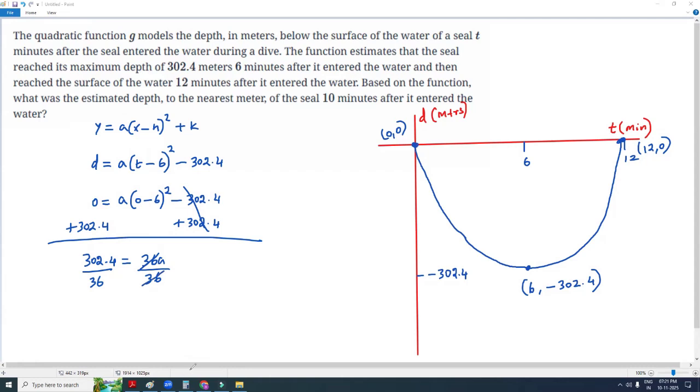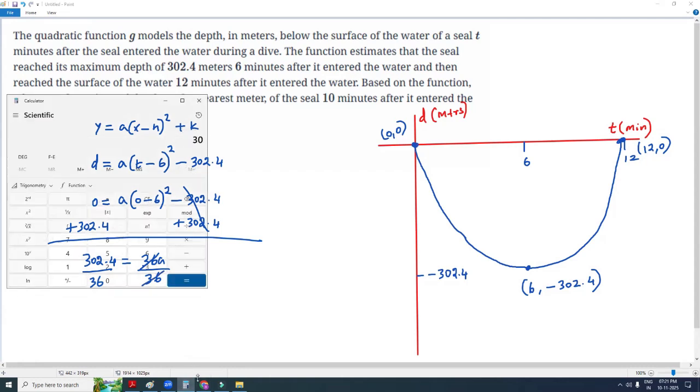Then this 36 will cancel out. Okay, now let me divide 302.4 by 36. I am getting 8.4 as the value of a. Let me write over here 8.4 equals a. Now what we can do is plug in this value 8.4 for a over here. Then the quadratic function becomes d equals 8.4 times (t − 6) squared − 302.4.